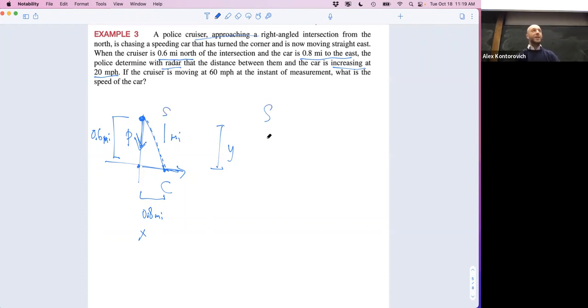So what do we know about the distance? S squared is equal to X squared plus Y squared. Okay, so we're going to use the Pythagorean theorem. That's our relationship. We know that the distance, ds dt, okay, so the car, as the radar isn't measuring along a turn. The radar is measuring a direct line of sight, right? So the direct line of sight measurement is that the car is getting away from them at 20 miles an hour. So this distance is increasing.